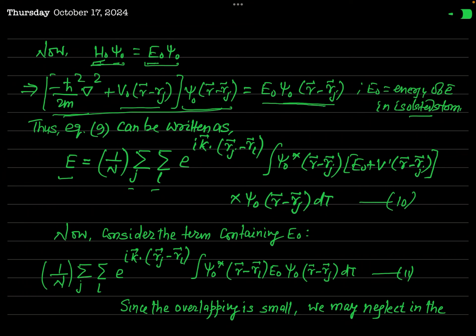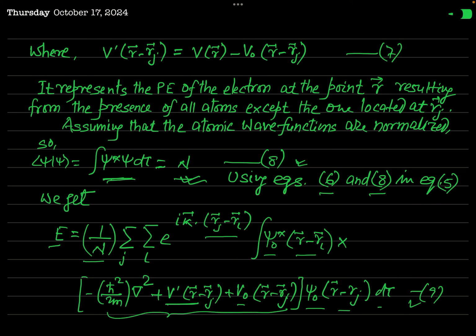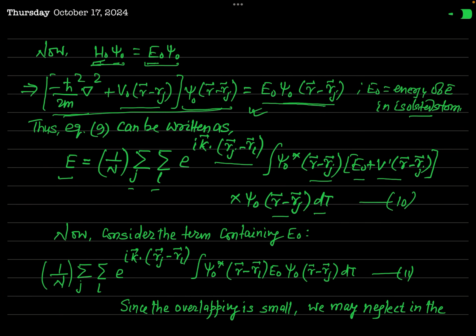e to the power iota k dot (rj minus rl) integral psi naught star of (r minus rj) times (E naught plus V dash of r minus rj) times psi naught of (r minus rj) d tau. You can see this has been obtained by the use of this result on this equation 9. Now we will simplify the RHS of this equation 10 considering the different terms.